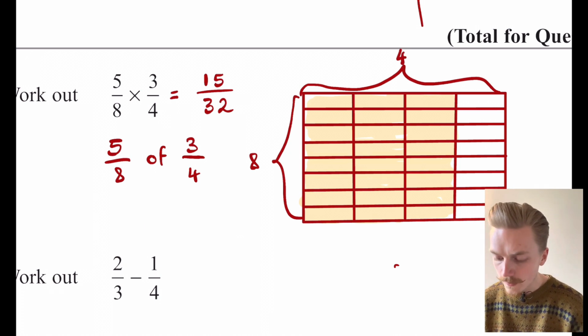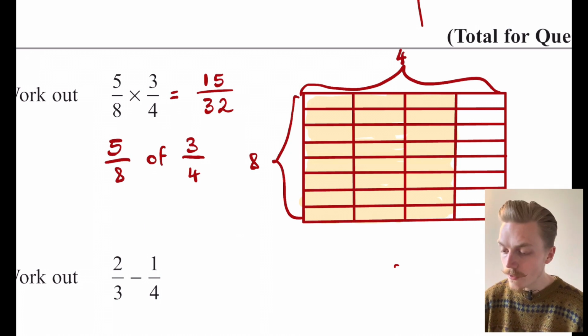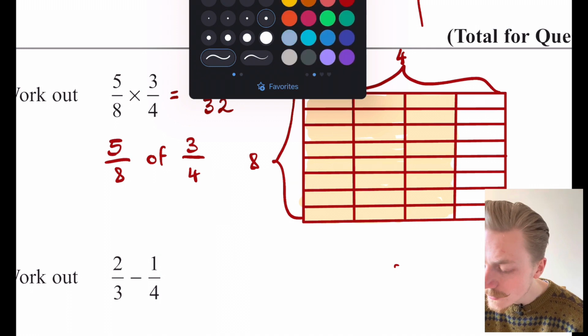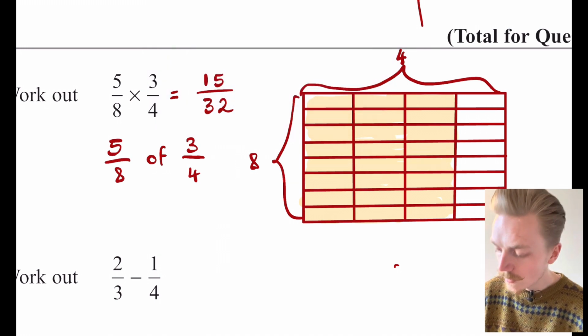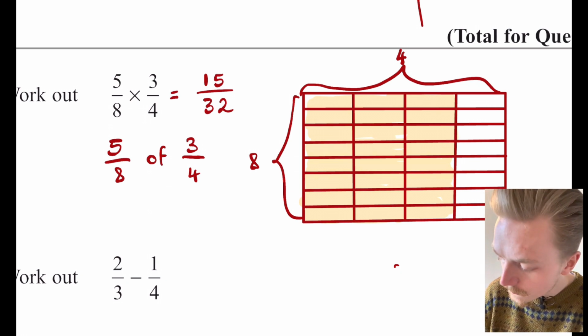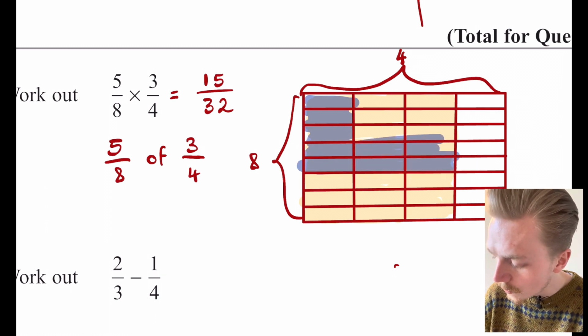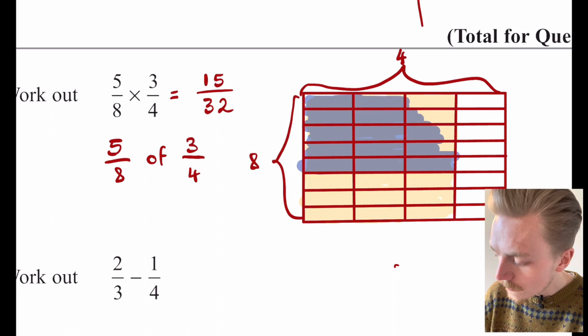So if I want to find 5/8 of this shaded bit here, well, 5/8, I'll get a different colour highlighter. Let's go for a blue. And 5 of them is going to be 5 boxes this way, isn't it? So 1, 2, 3, 4, 5. And I want to find that of the whole orange area. So that is 5/8 of the orange shape.